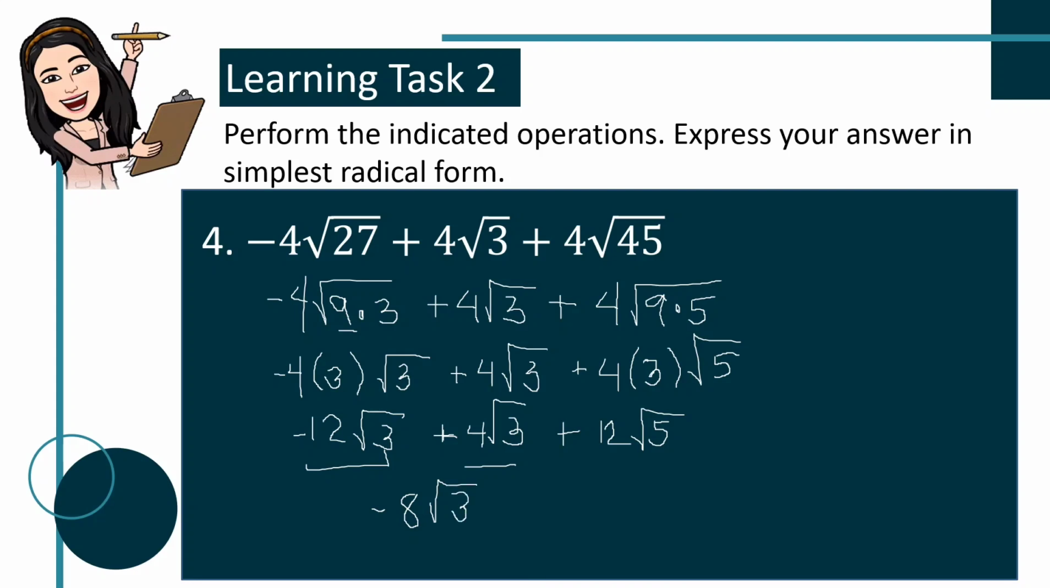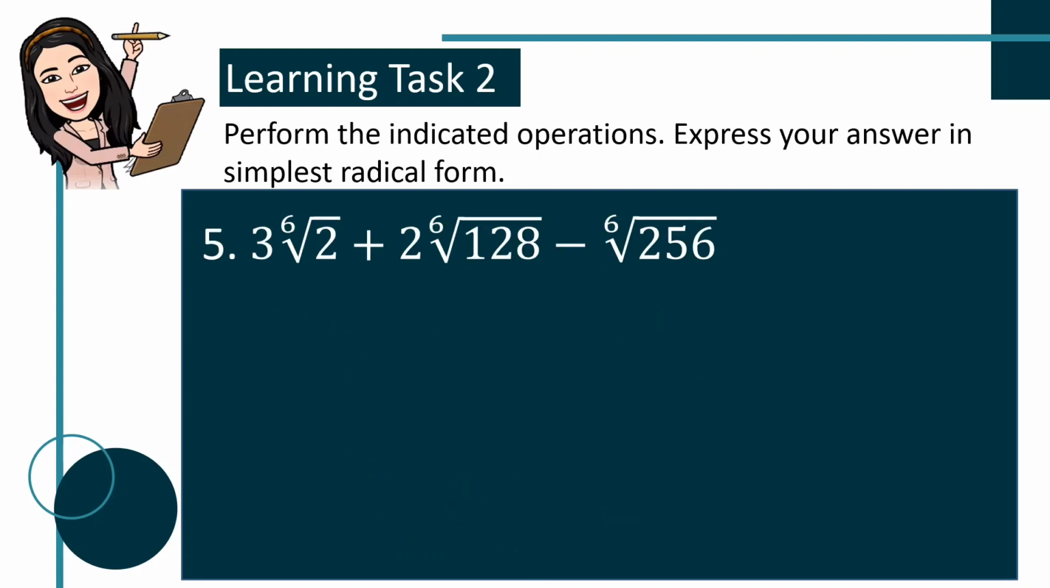Plus, we copy the third term, which is 12 square root of 5. Can we combine negative 8 square root of 3 plus 12 square root of 5? No. Why? Because they have different radicands. So, this is already our final answer. We have negative 8 square root of 3 plus 12 square root of 5.